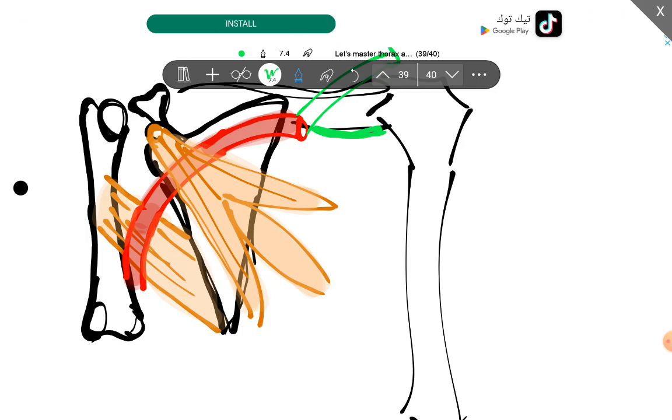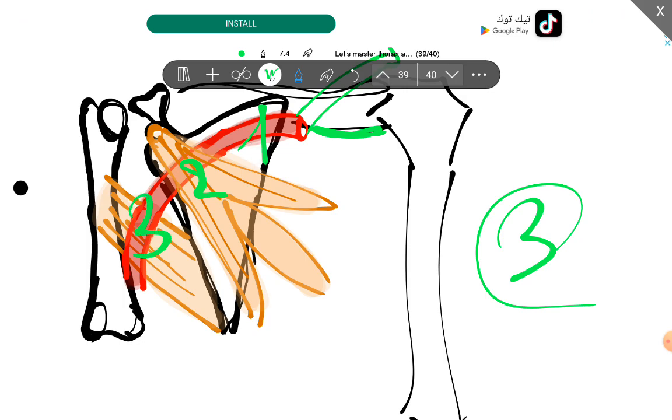Throughout its course, it's cut by the pectoralis minor into three parts, and by common sense, the one above the pectoralis minor is the first part, deep to it is the second part, and below it is the third part. It ends at the lower border of the teres major to be the brachial artery. Great. So that's so easy.